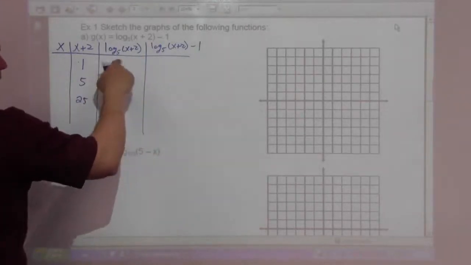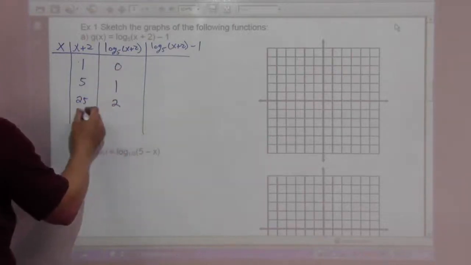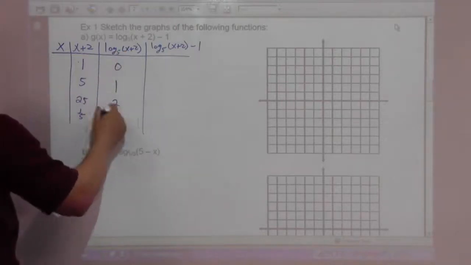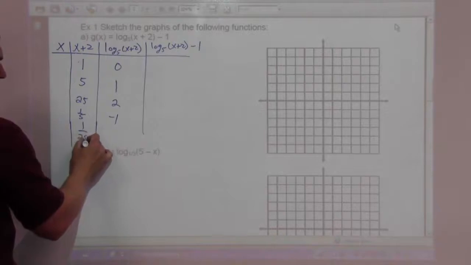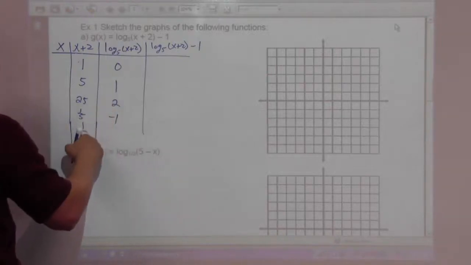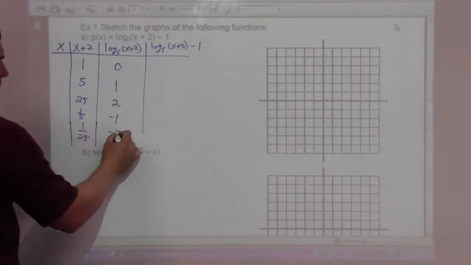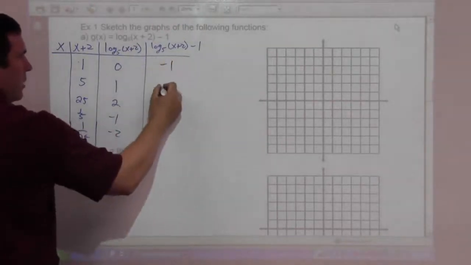Okay, it's going to be beyond our graph there. 5 to what power makes 25? 5 to the 2 power. How about 1/5? 5 to what power makes 1/5? 5 to the negative 1. How about 1/25? 5 to what power makes 1/25? That's going to be negative 2. Then over here we subtract 1 from each of these.